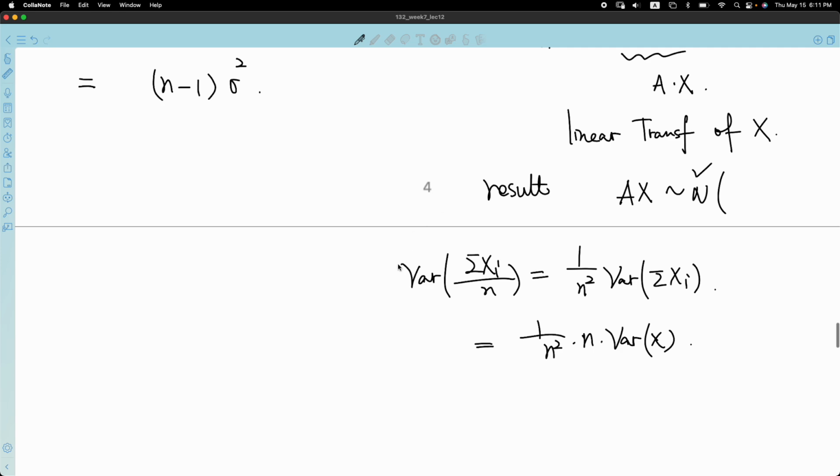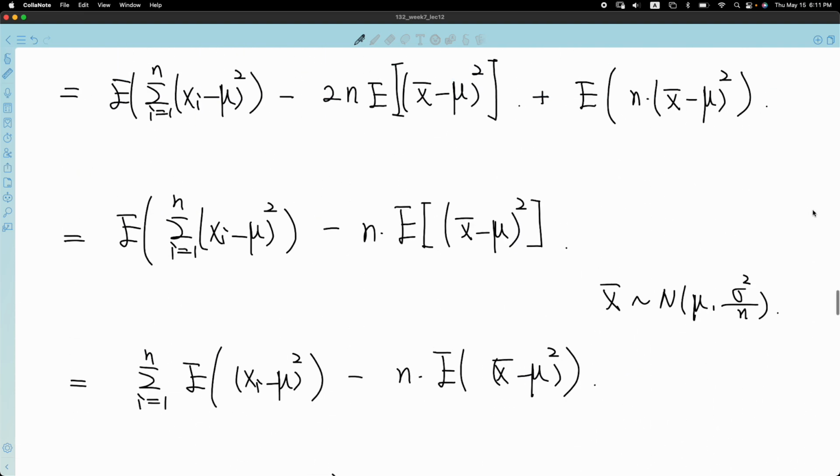And this is equal to sigma square over n. So this is the sigma square that I put in here, sigma square over n, and then also the sigma square over n here for x bar. So does that answer your question? Yeah, I just forgot about that.